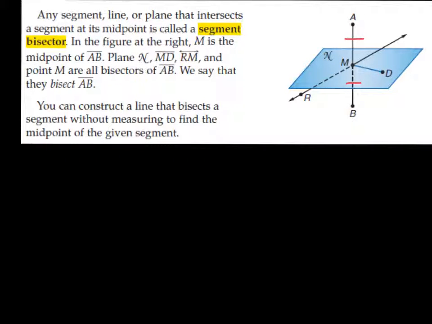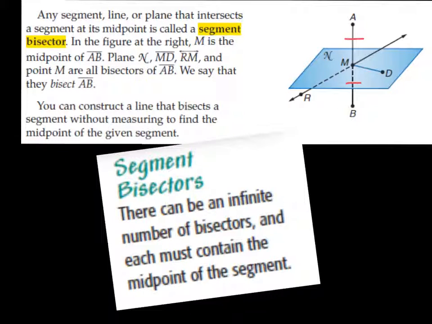You can construct lines that bisect a segment without measuring to find the midpoint of the given segment. And once again, we'll do a little paper and pencil exploration, but mostly we'll let the computer do our constructions. Now they showed 4 different segment bisectors, but there could be an infinite number of segment bisectors, and each must contain the midpoint of the segment.